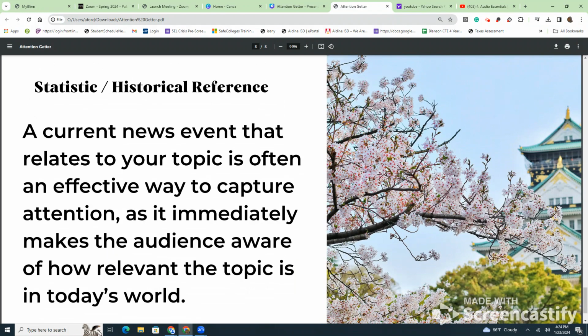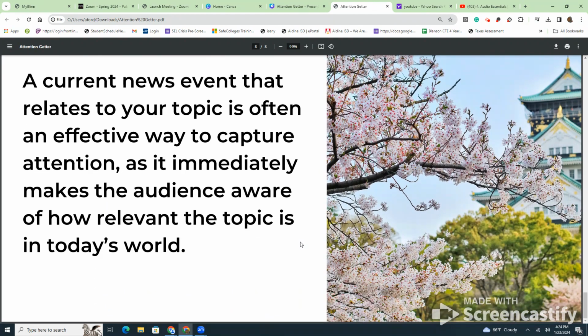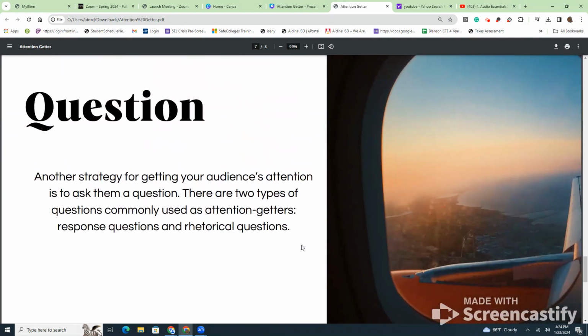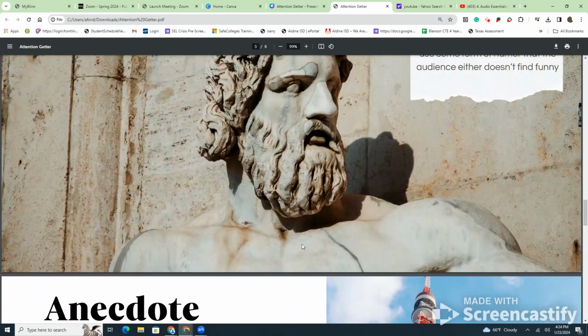So when we talk about historical reference, you may also capture your listener's attention by referring to a historical event that is relevant to your topic. Obviously, this strategy is closely related, but make sure that it is relevant to the topic so that the listener does not get lost.